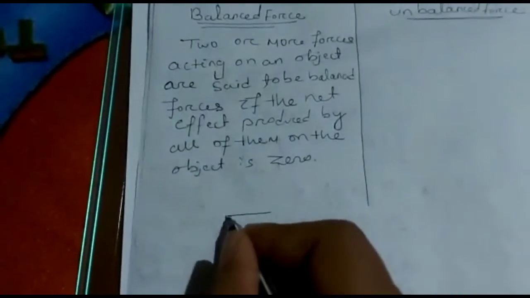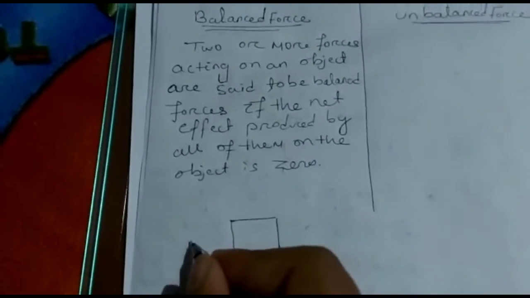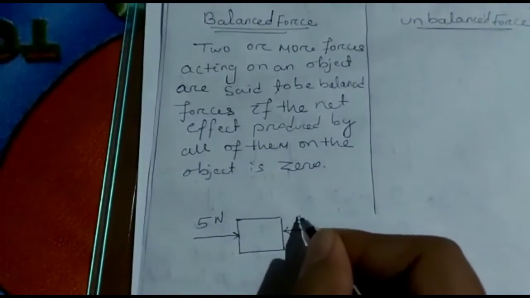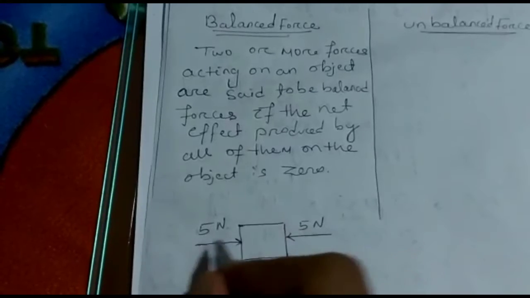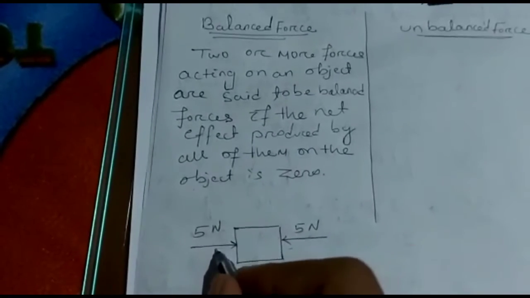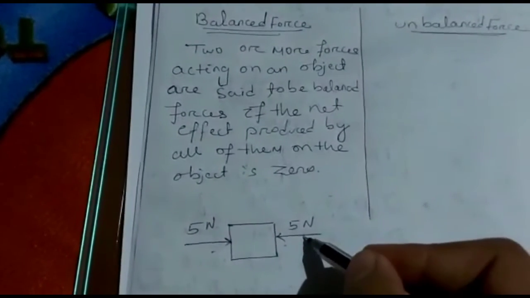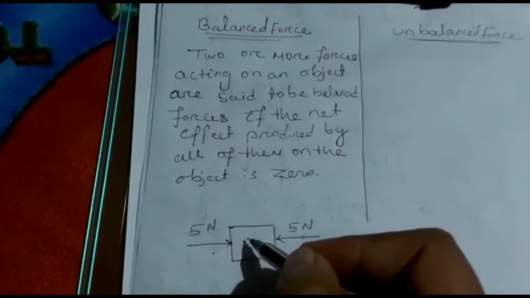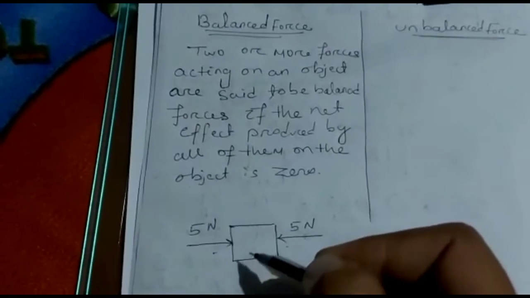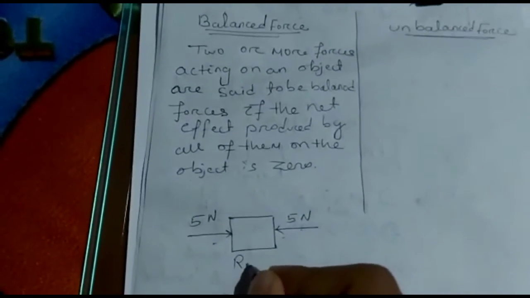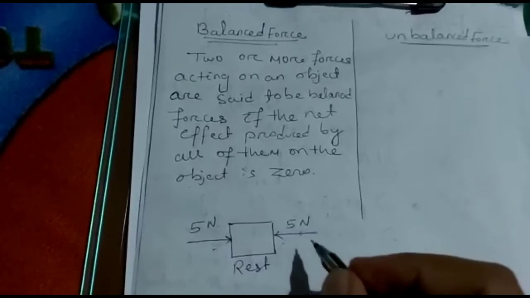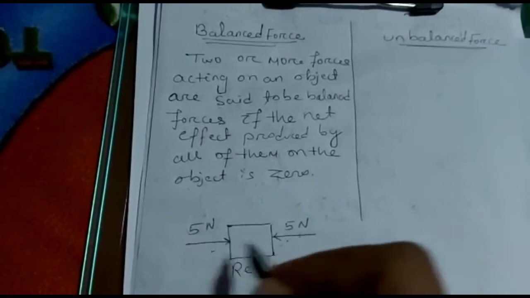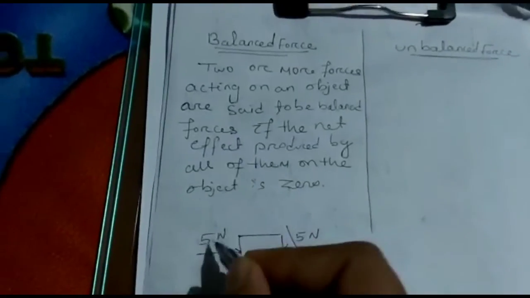You see, suppose you have one object. Okay, in this direction you are applying 5 Newton force, in the opposite direction you are applying 5 Newton force. Both forces are opposite to each other. Now you suggest me whether the object will move or it will continue at rest position. Obviously the body will continue at a rest position. If same amount of forces are applied to any object in opposite directions, then the effect of the forces will cancel.